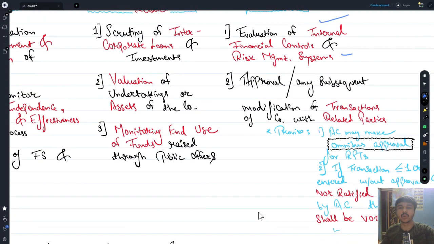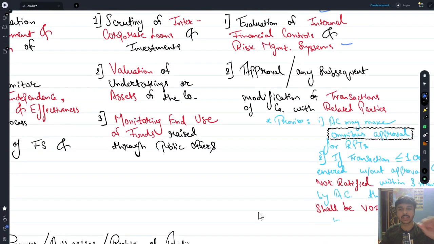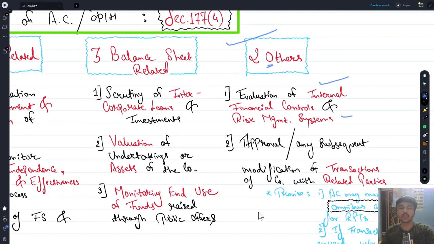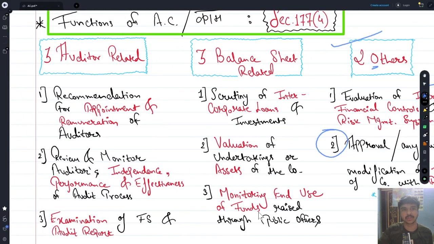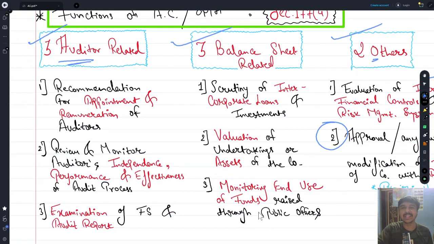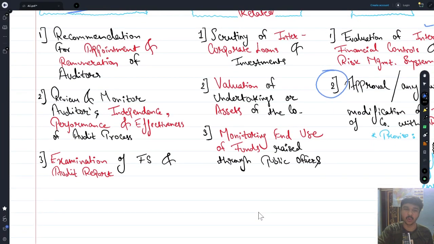The second thing is approval or any subsequent modification of transactions of the company with related parties, right? So whenever a company has to get into any related party transaction, it has to take the audit committee's approval. This point we will come back to after this discussion, right? So 3 auditor related and 3 balance sheet related. What does auditor related mean? It basically means when the auditor comes, when the auditor stays, and when the auditor goes.